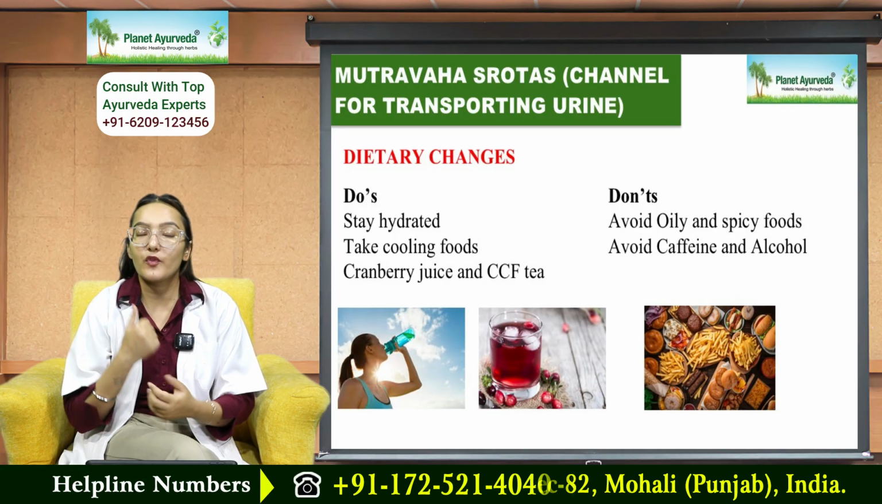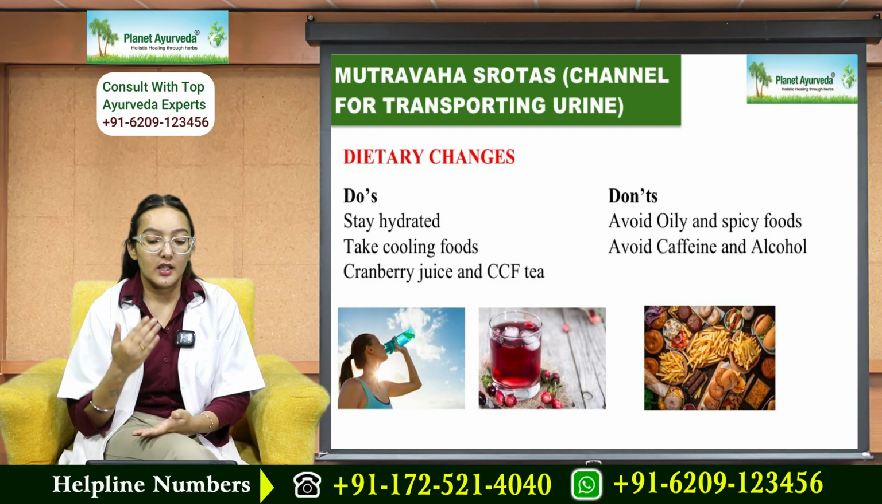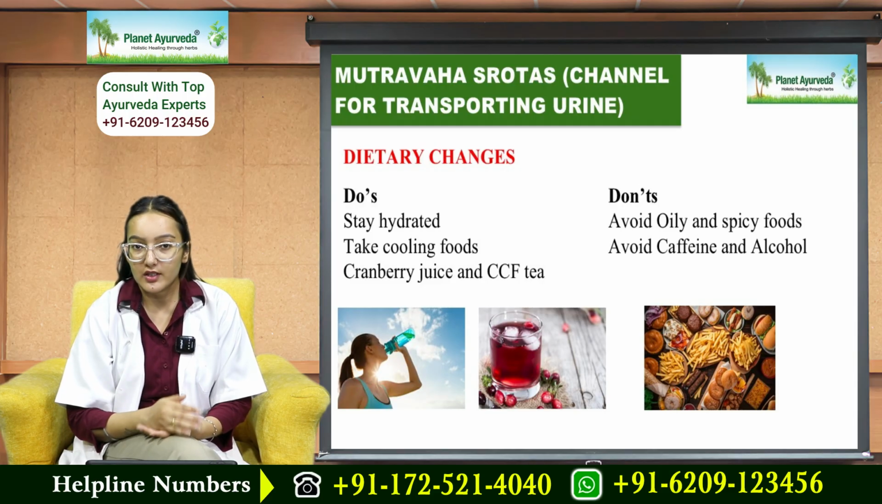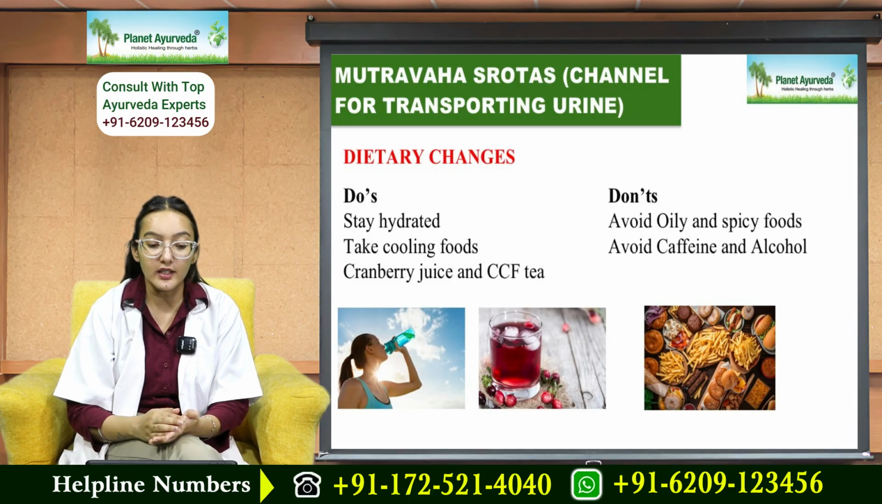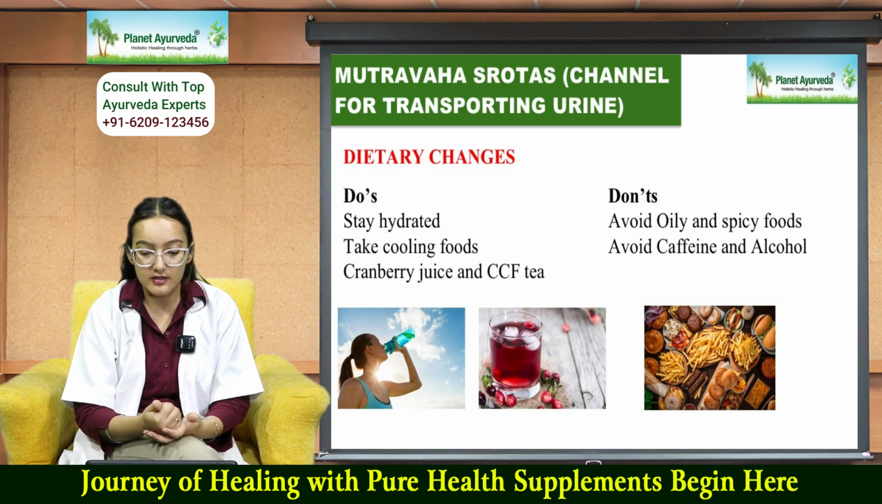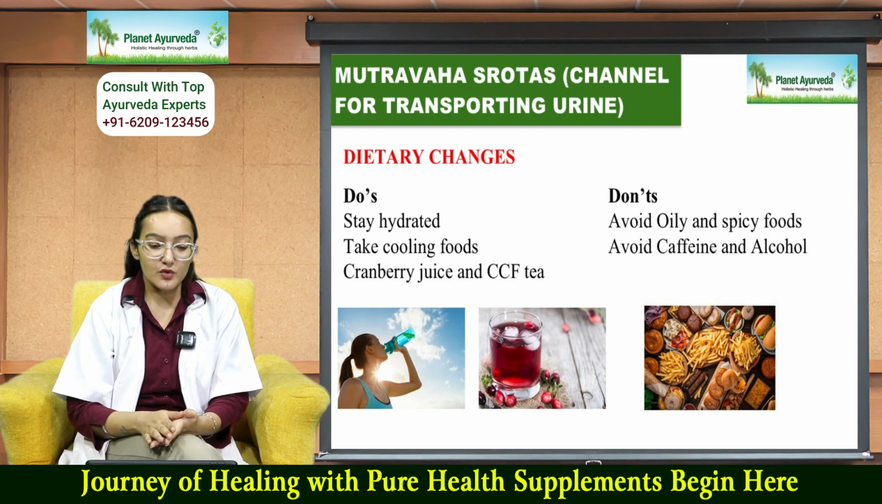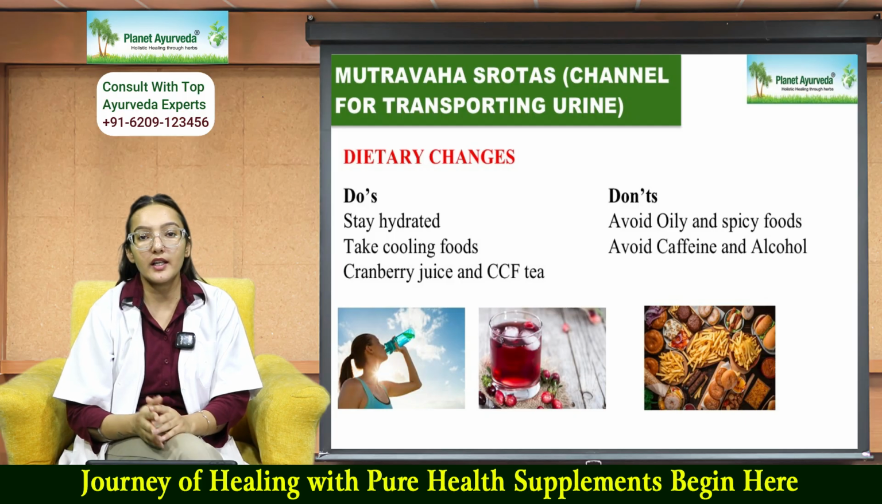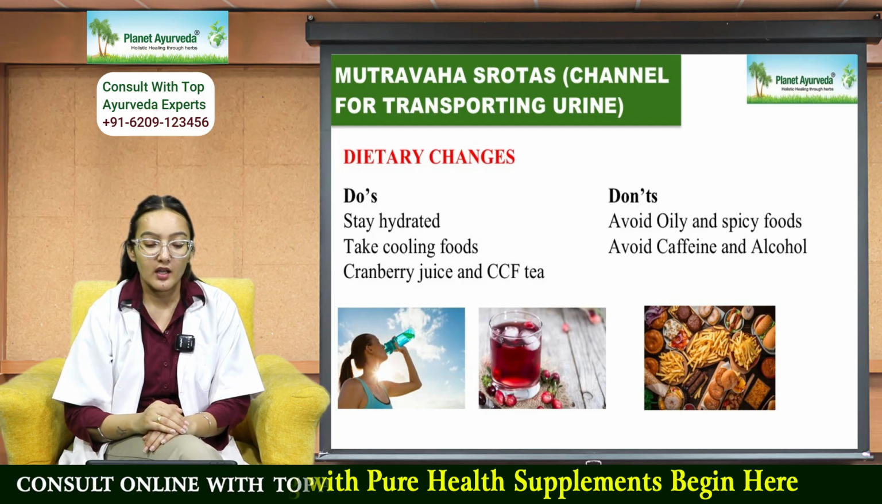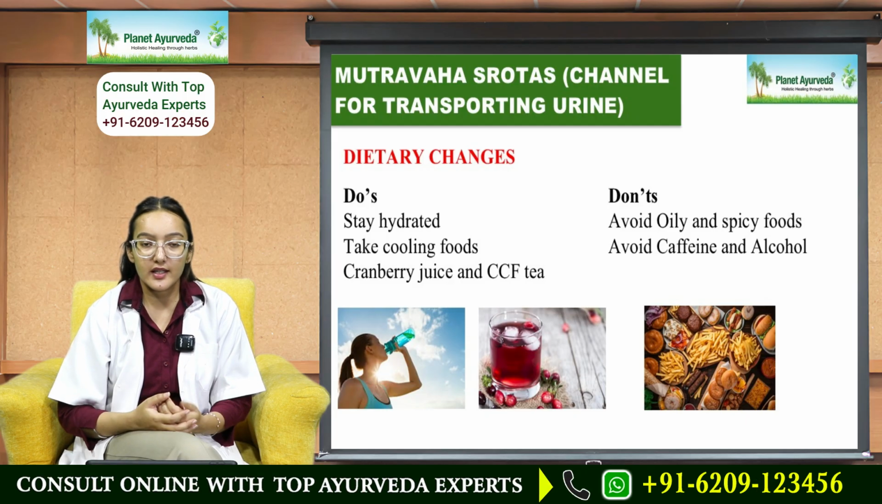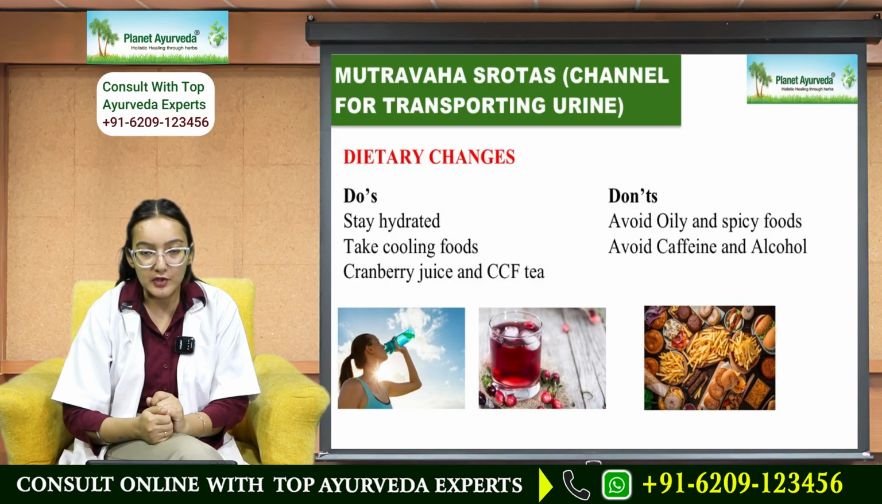Cranberry juice is very, very effective in cases where there is inflammation of the urinary tract. CCF tea is also very good. So one may have to take a pitta pacifying diet. Why? Because in this area, pitta may lead to inflammation.